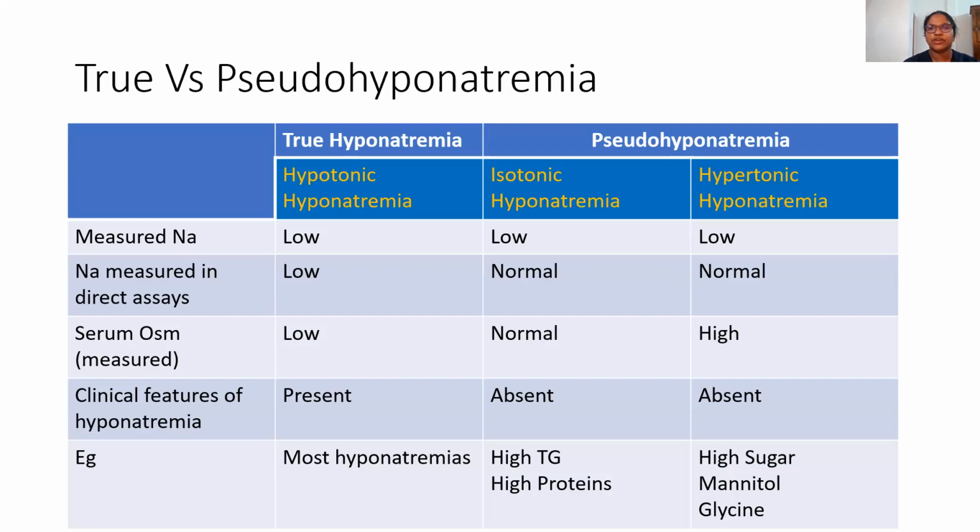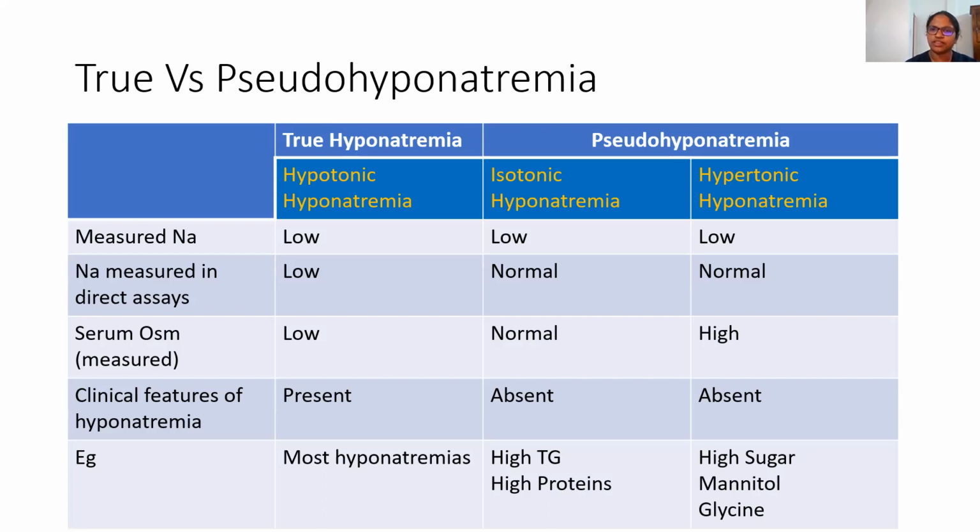How do you diagnose pseudohyponatremia? What is happening in pseudohyponatremia is you actually have a normal sodium level in the body, in the electrolyte, in your serum. But when you measure in your analyzer, it will show a falsely low sodium value. That is because your blood contains some osmotically active substances which would interfere with sodium measurement in the analyzer. So actually you are not depleted in salt, but you are getting a falsely low report due to triglyceride or high proteins or high sugar or mannitol or glycine in your body.